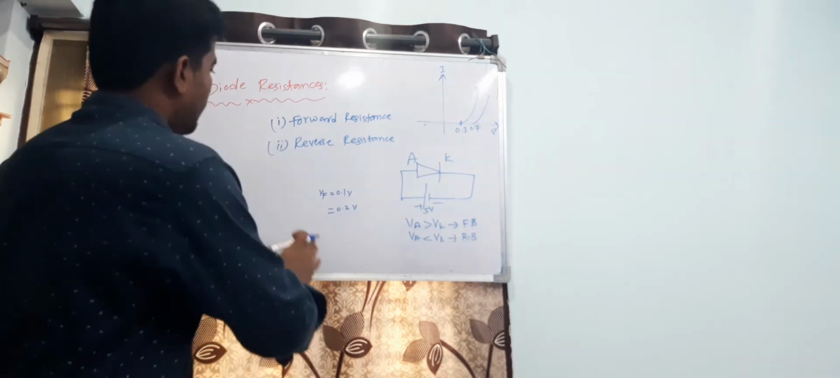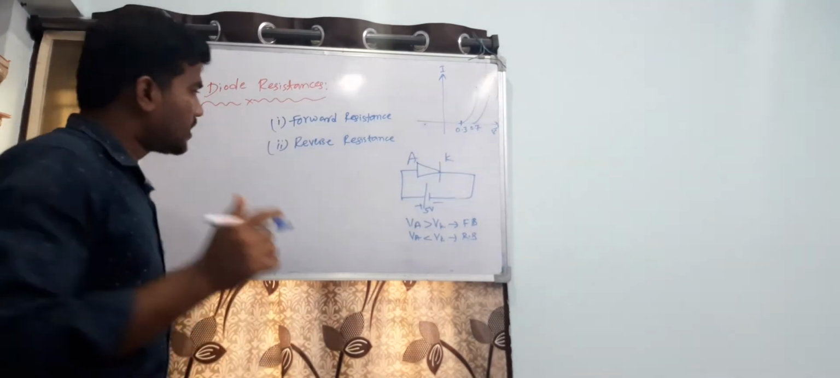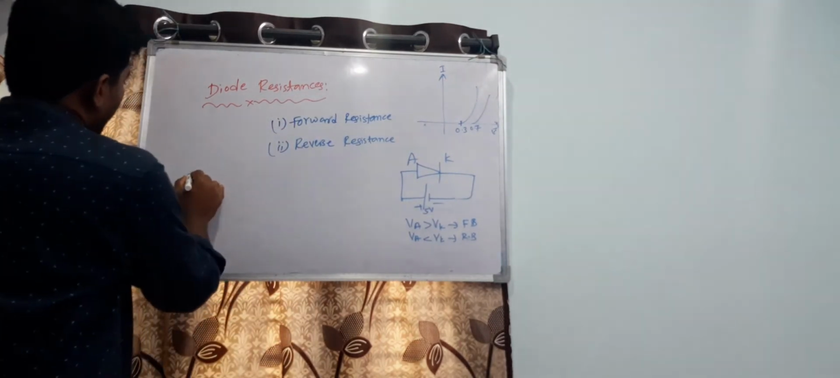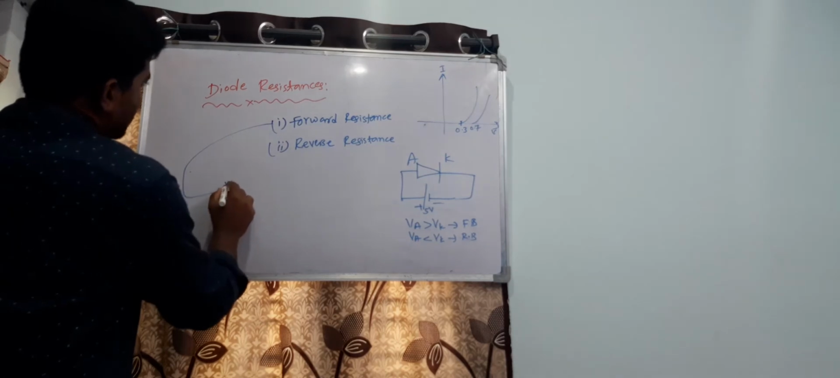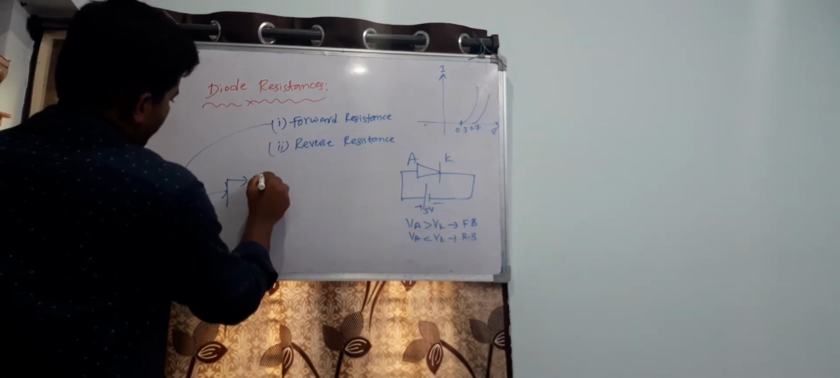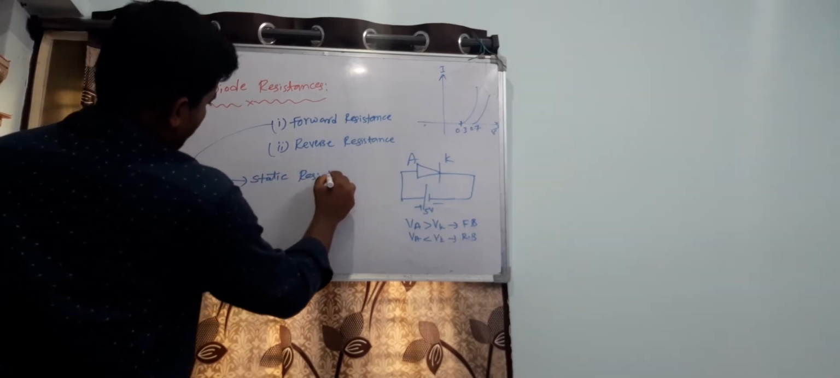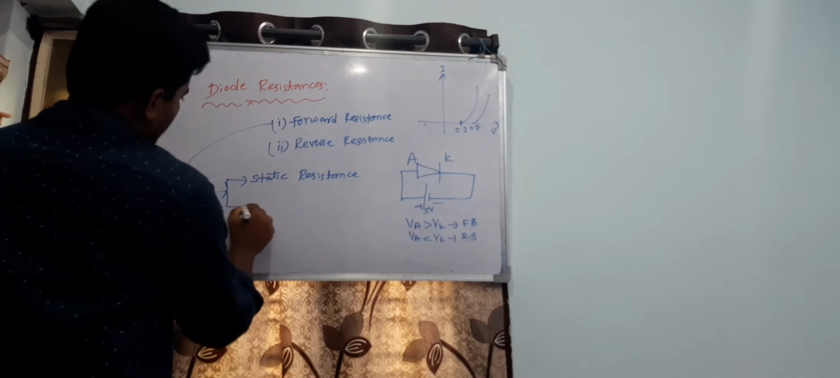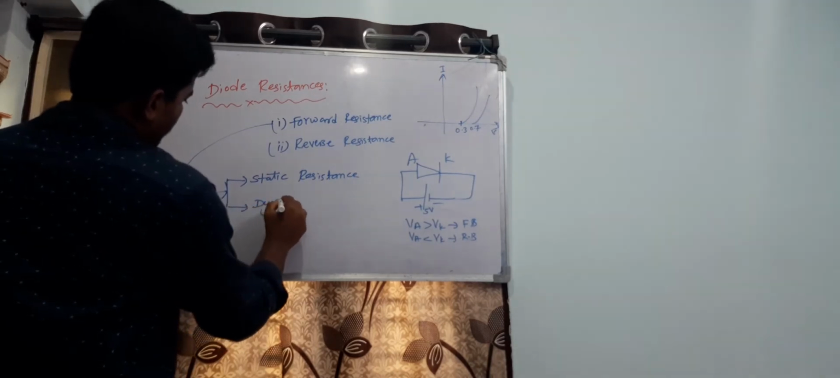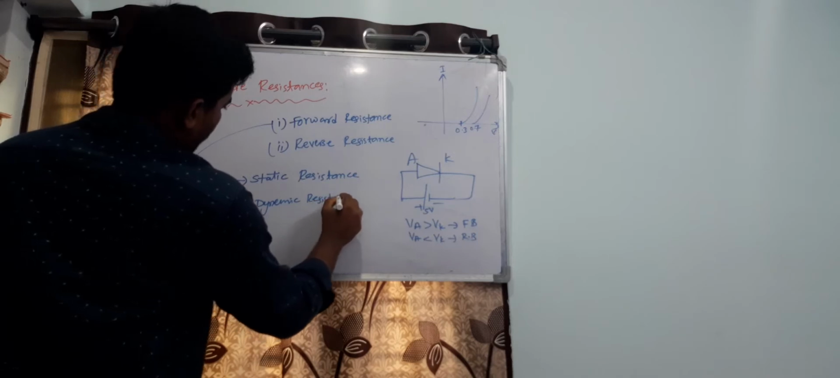That's why the point to be remembered here is, in the forward bias condition, it possesses two types of resistances. Again, the forward bias resistances are of two types. One is static resistance, and the second one is dynamic resistance.